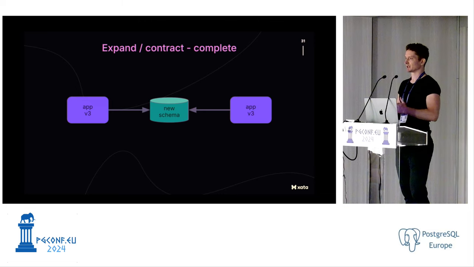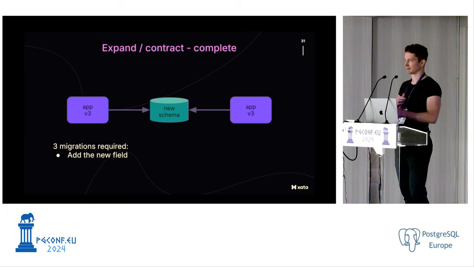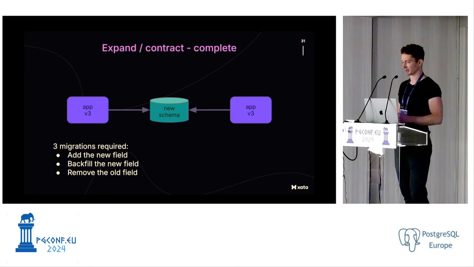So this approach is obviously much more complicated than the simple Big Bang migration. It's more complicated in a few ways. Firstly, we had to run extra migrations to get this to work. We had to add the new field as a separate independent migration. Then we had to run another migration to do a data backfill from the old to the new field. And finally, we had to remove the old field. That was three migrations versus just one with the Big Bang approach.